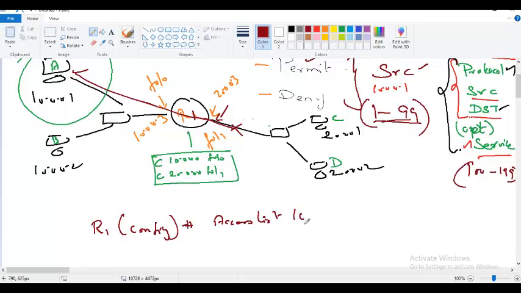Access list 10. Deny. This particular IP, one single IP, it is not the whole network, one single IP. If it is one single IP, then you put the keyword host. Host 10.0.0.1. That's it. Deny this guy. Deny 10.0.0.1.